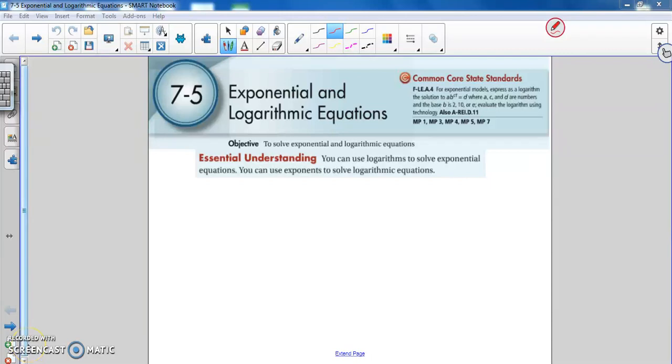Today we are doing 7-5 exponential and logarithmic equations. You will be able to solve exponential and logarithmic equations. We are going to be using logarithms to solve exponential equations, and we're going to be using exponents to solve logarithmic equations.